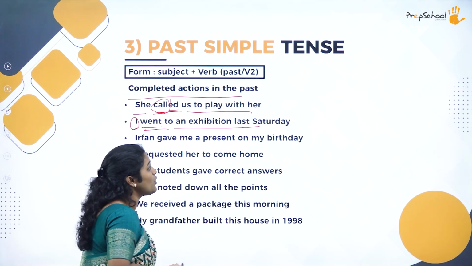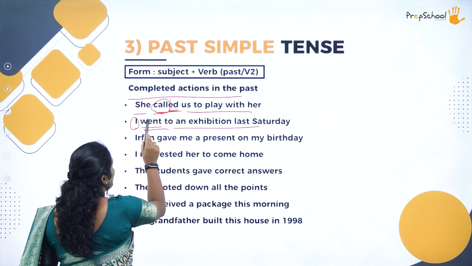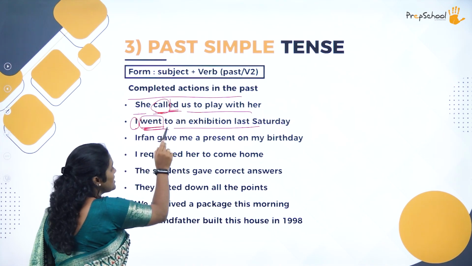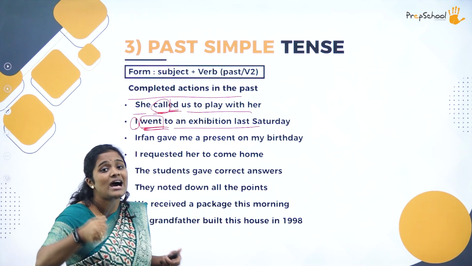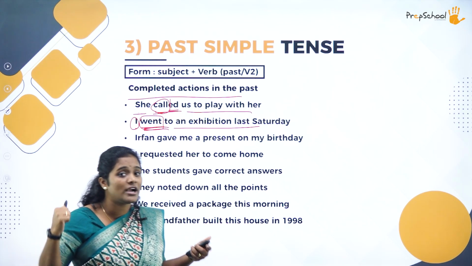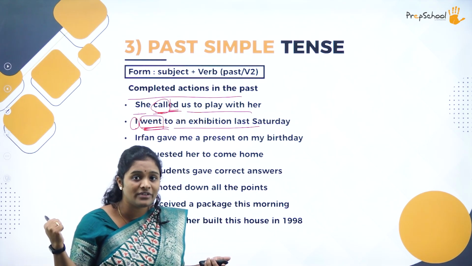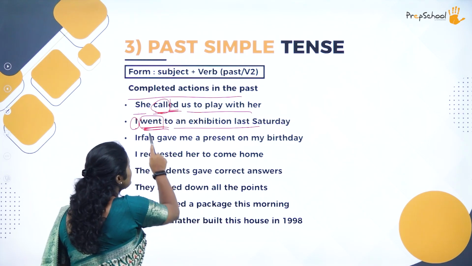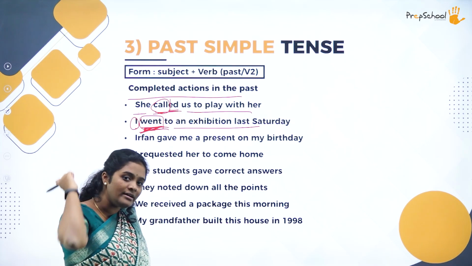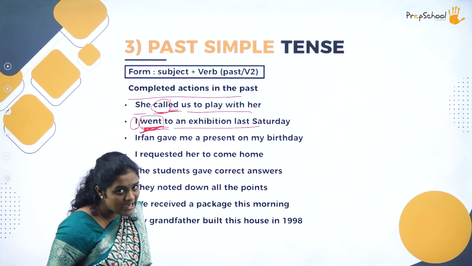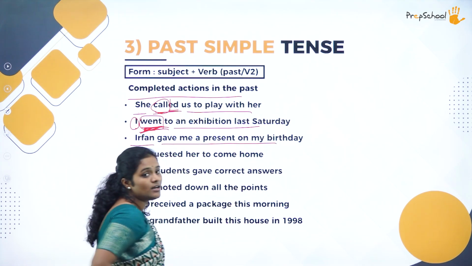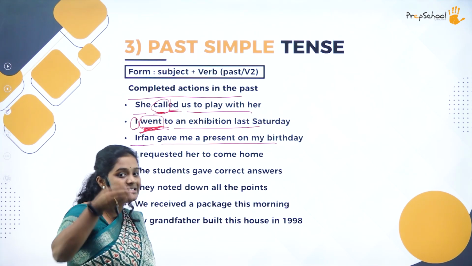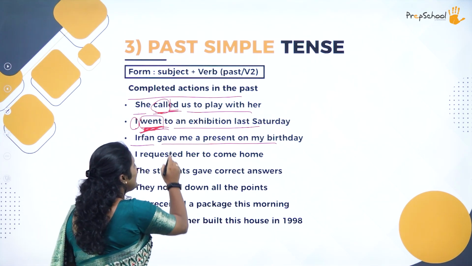Obviously understood. Now, if you are given a question which does not have a verb over here, it only says "I dash to an exhibition last Saturday," it is pretty much understood. It has happened last Saturday, my friend. He cannot go. He has gone already. I went to the exhibition last Saturday. Then Irfan gave me a present on my birthday. He has given it already, hence gave.